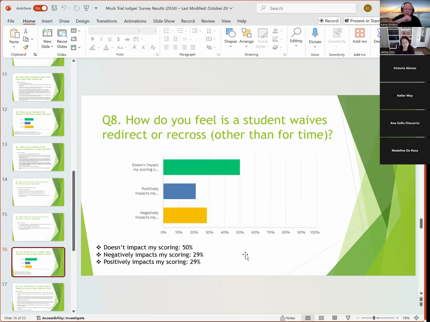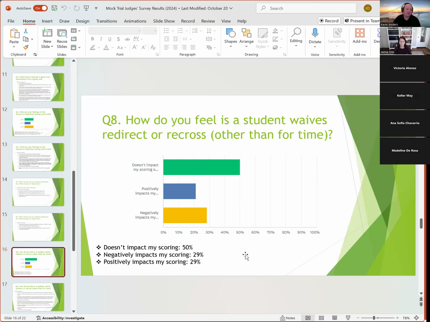Yeah, so redirect and recross is pretty tricky. At this point, you are multiple minutes into your time allotted, and time is precious in mock trial, as you know. On the fly, you're trying to evaluate whether the point you want to get across in redirect or recross is worth the time that it takes to actually do it. And that's where the mock trial world and the real trial world may differ a little bit.